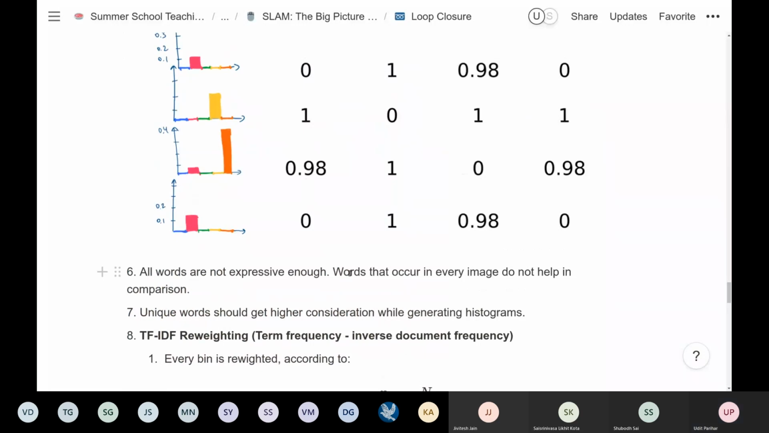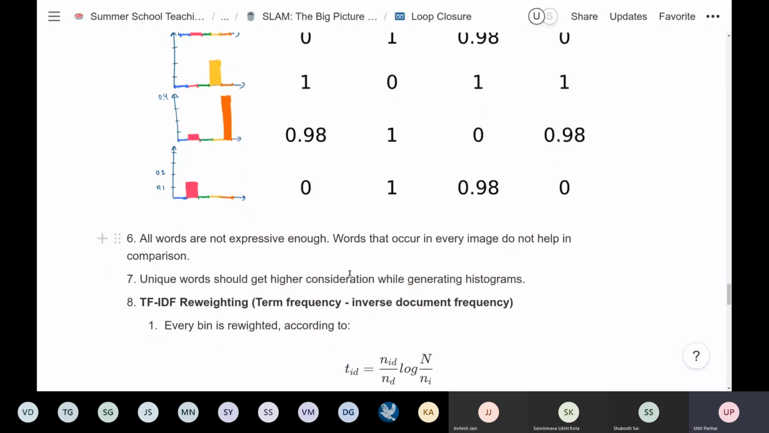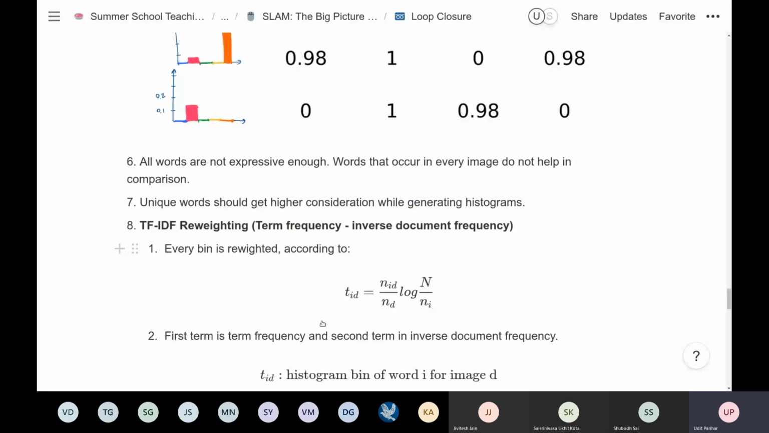Like if a word is occurring in every image, it is not quite helpful to say whether these two images are the same, because it is occurring in every image. So you want to look for the uniqueness of that particular word. That's where this TF-IDF reweighting comes in. It gives higher weightage to unique terms. The full form of TF-IDF is term frequency and inverse document frequency. This inverse document frequency is basically giving higher weightage to unique words.